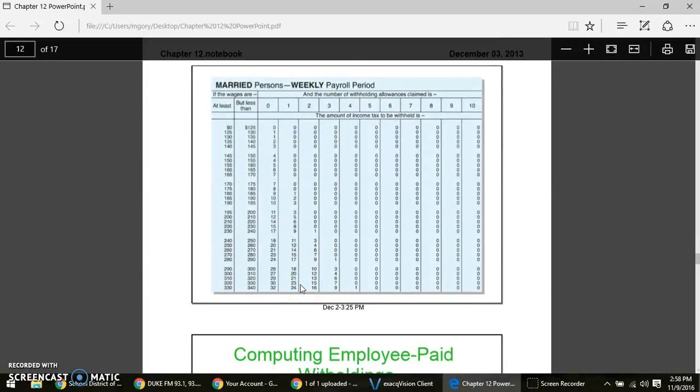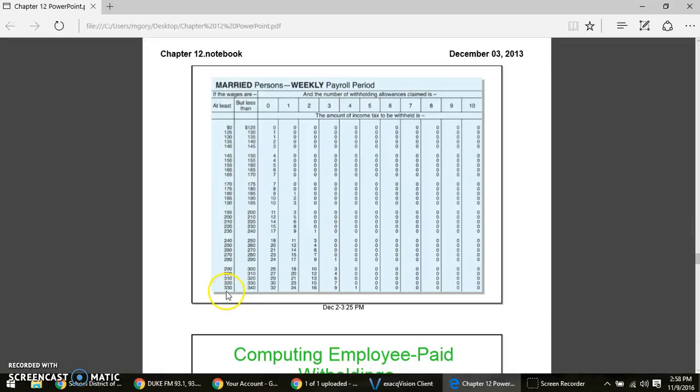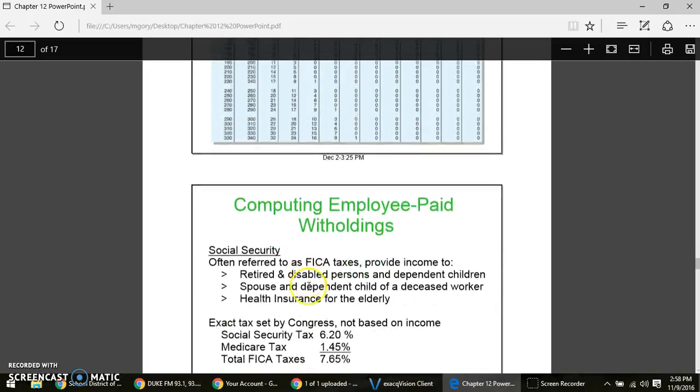Married, if you are married, the tax table is a little bit different. Here is the earnings, $330 to $340. You claim zero, $32 is coming out of your check. You claim 1, $24, you claim 2, $16, and so on all the way to zero. So again, as the number of allowances increases, the amount that is deducted decreases.